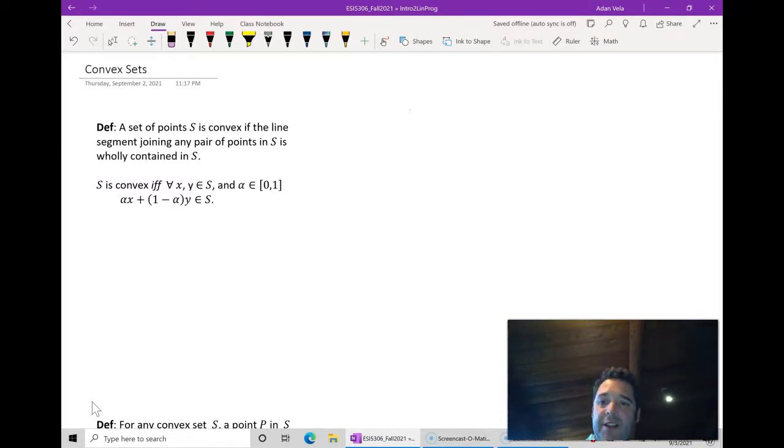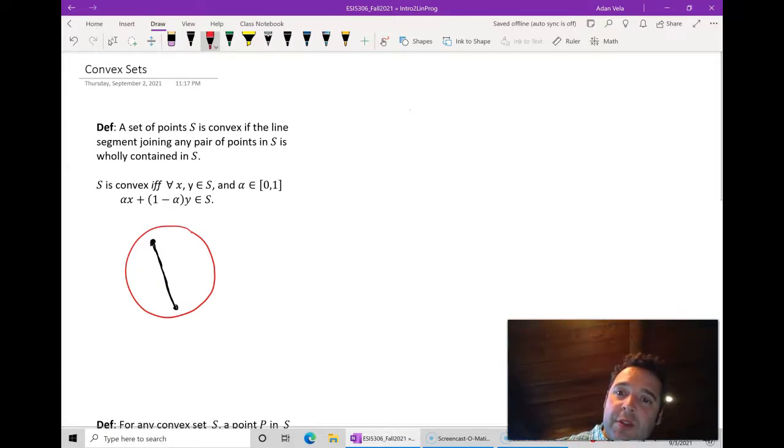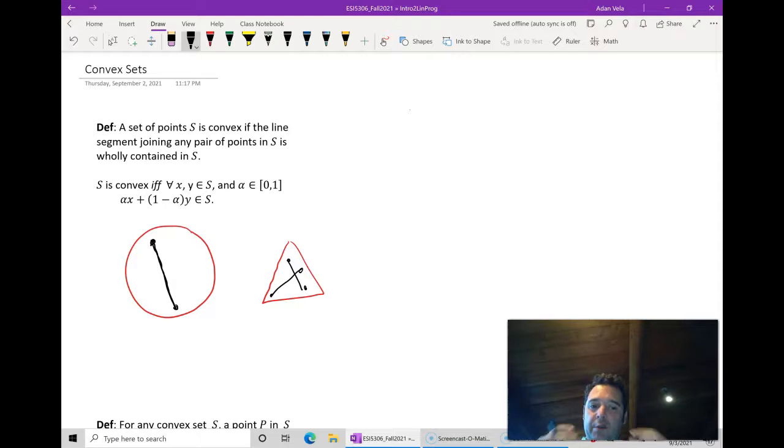So let's give an example of that. I'll draw a circle, and the idea is I can pick any 2 points, and if I draw a line connecting them, then any point on that line is still within the set, still within the circle. All sorts of shapes have this property. Polygons do, or a lot of them do. You can pick any 2 points, and no matter what 2 we pick, if we draw a line connecting them, they'll still be in the set. So these are examples of convex sets.